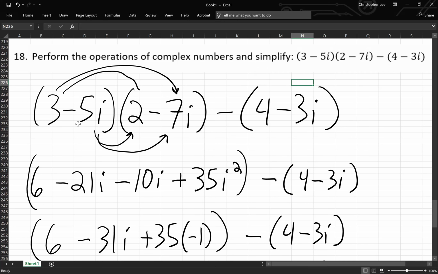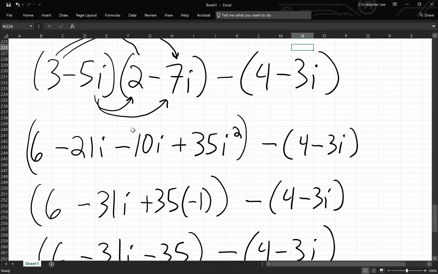Because negative 5i times negative 7i is positive 35i squared, and then just plug it in. This is on your formula sheet, i squared, so if you forget, you can look that up. It's under the complex numbers, the first line. i cubed is just i to the 1 times i to the second. i to the 4th is just i to the second times i to the second. And that's something that came up on the last test.